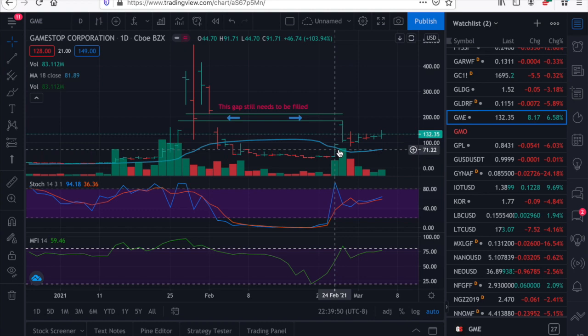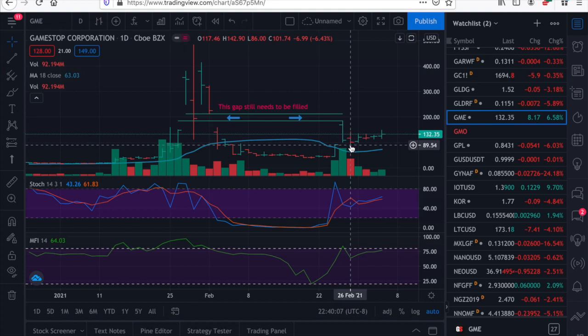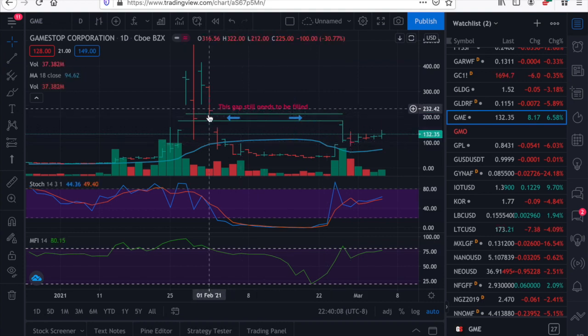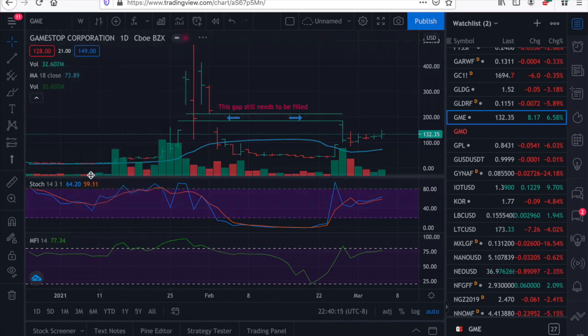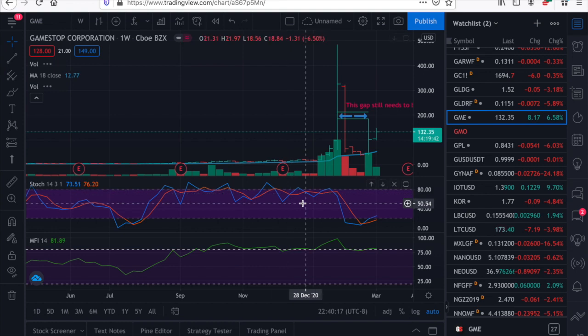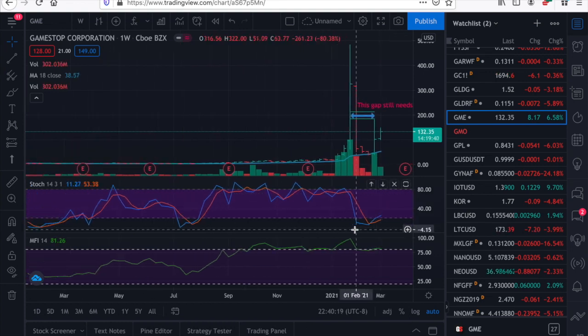But we have a gap over here. It's a minor gap, but it's still a gap of about a $10 gap between these two bars. And it was filled in with this bar right here. But we still have this gap over here that needs to be filled. So I'm still waiting for the gap to get filled in. And this is a weekly chart.